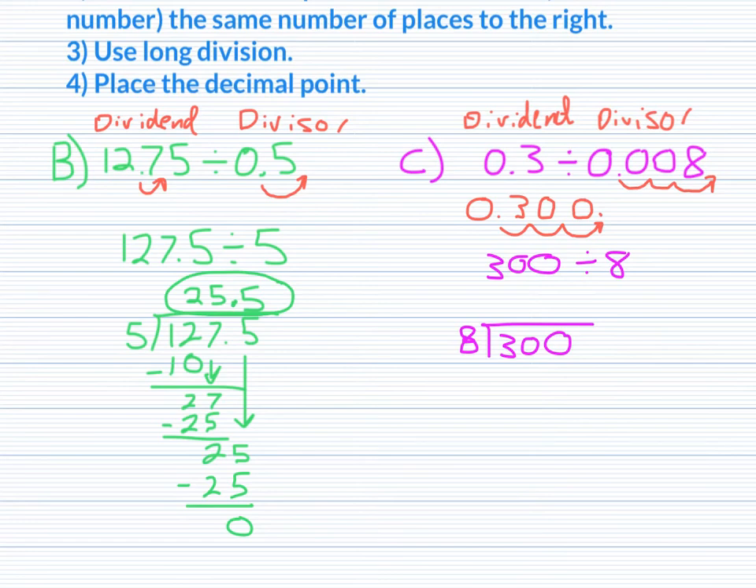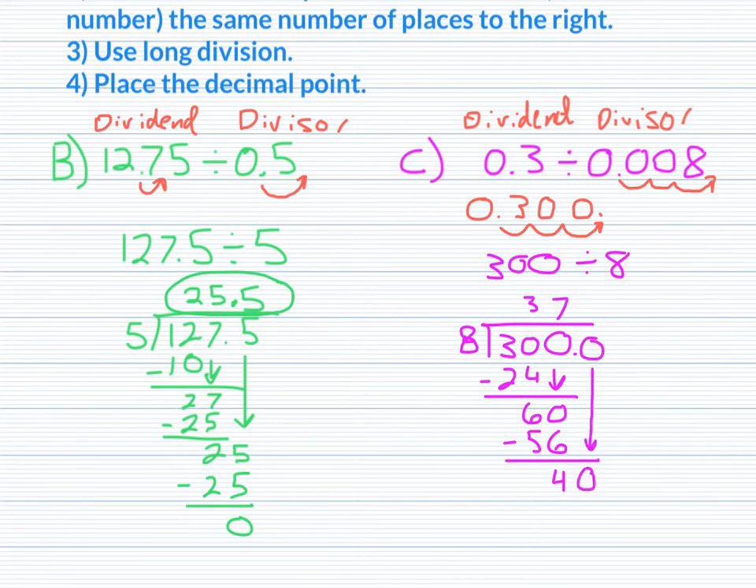That's 0 times, but it goes into 30 3 times. 3 times 8 is 24. We subtract. 30 minus 24 is 6. Bring down the 0 here, and 8 goes into 60. 8 doesn't go into 60 evenly. It goes into 60 7 times, but 7 times 8 is 56. So when we subtract that, 60 minus 56, we get 4. And now I have to add a decimal and a 0 to the 300 to finish my problem.